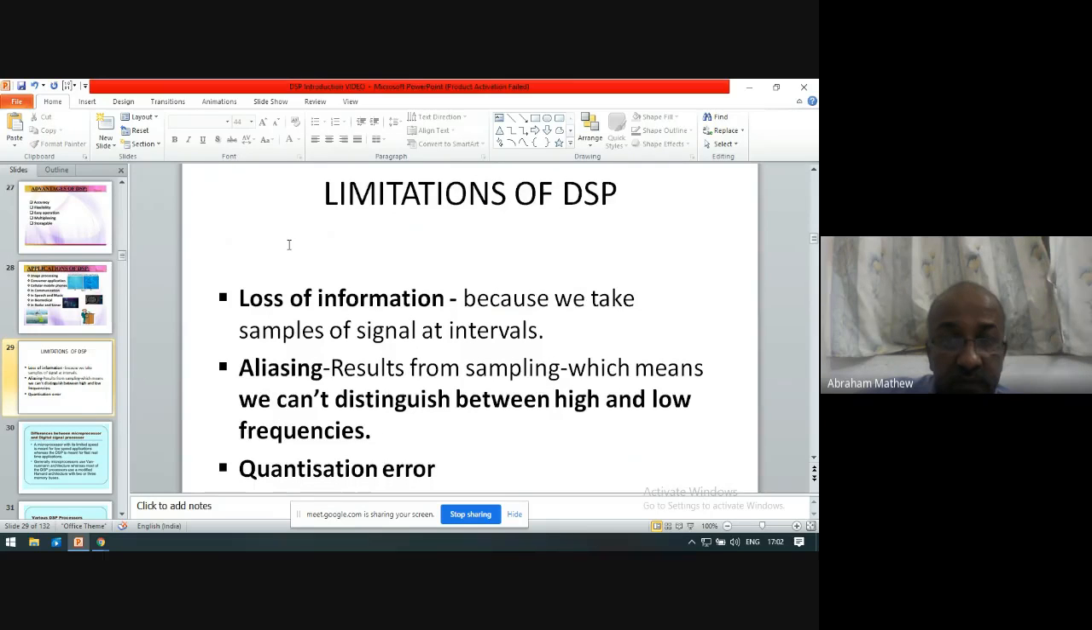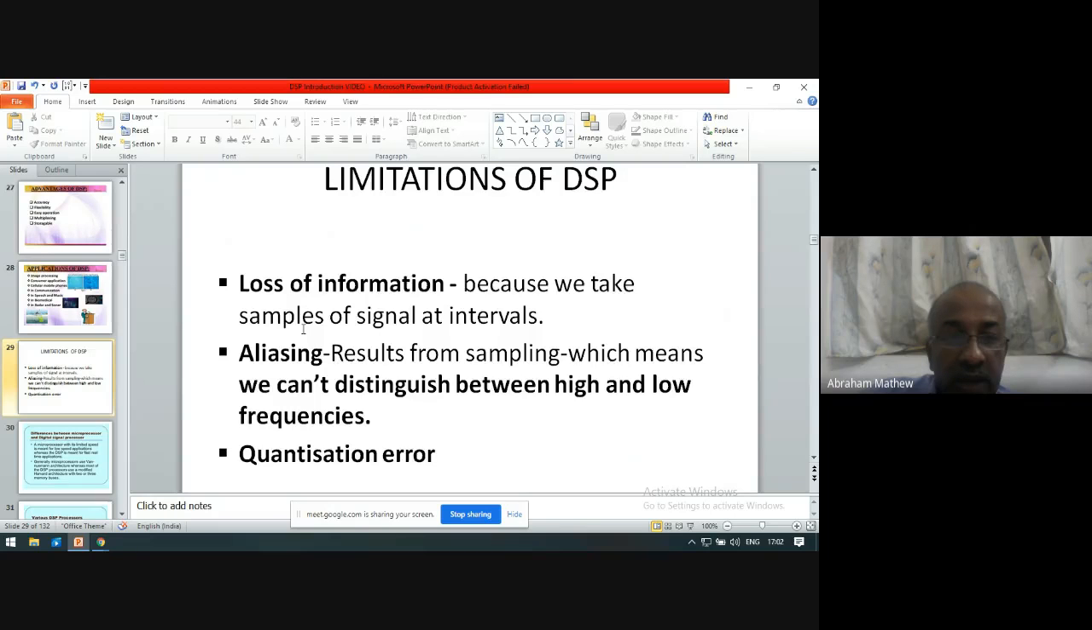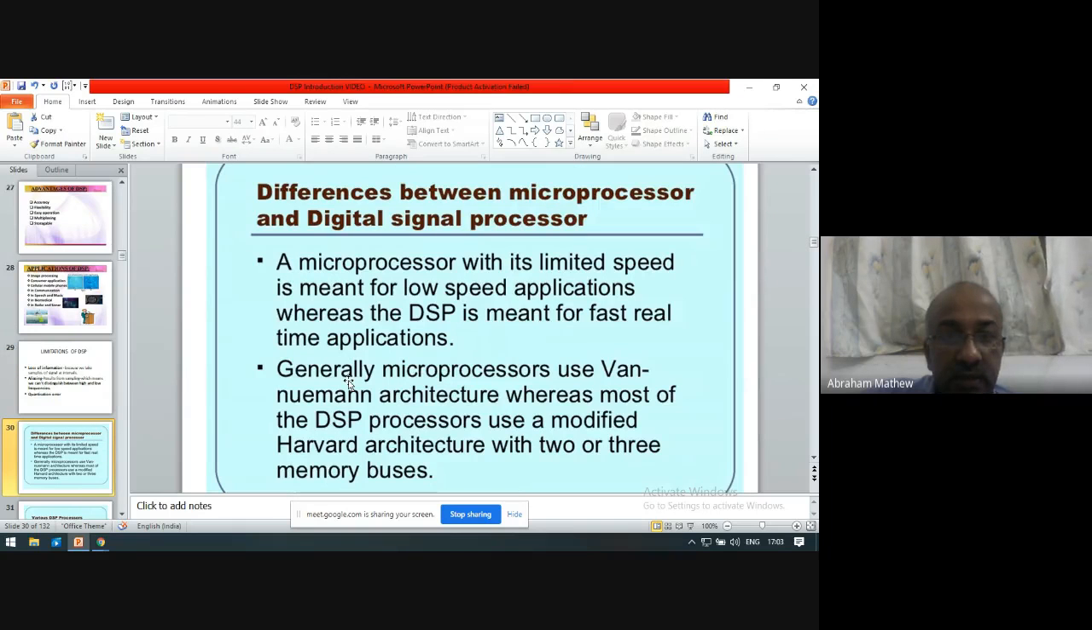And there are certain limitations for DSP, such as loss of information. When we take samples of signals at intervals, this may create some information loss. Again, there can be quantization error. Sampling and quantization we are doing, some error can occur due to this sampling and quantization effect.